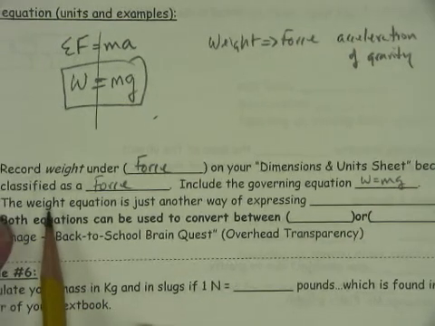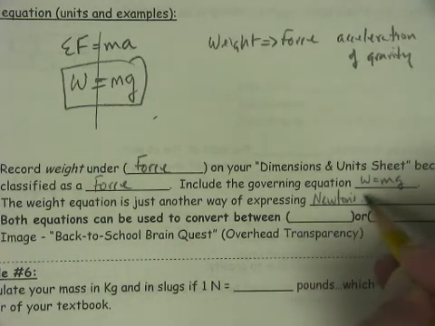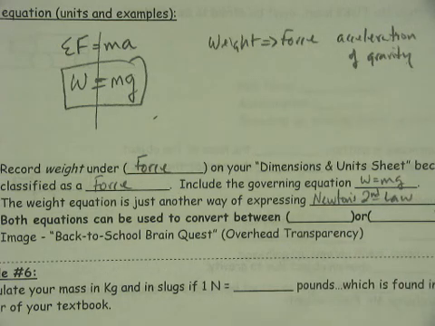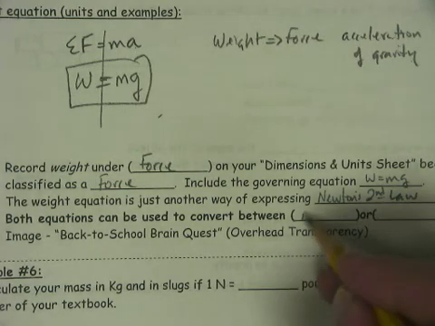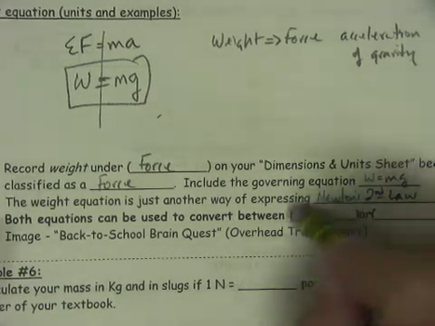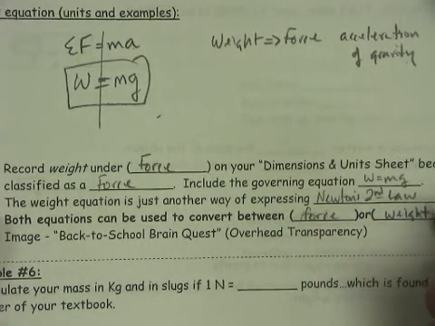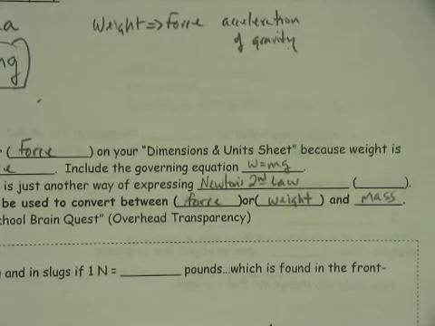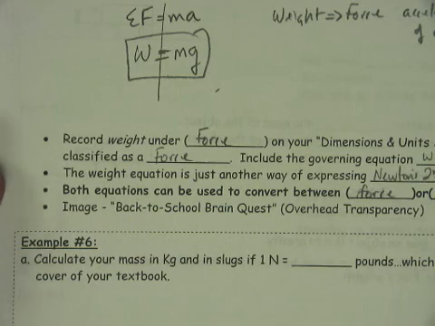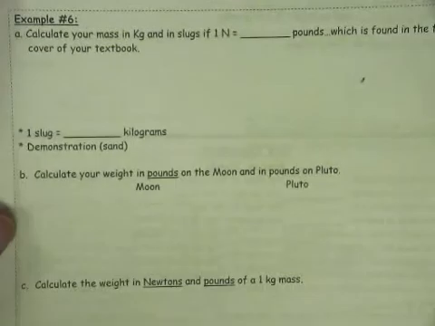The weight equation, which is what we have right here, is just another way of representing Newton's second law. That's all it is. Both equations can be used to convert between mass and force, or more specifically weight and mass. And that's the value of this. Remind me and I'll show you this brain quest transparency in class. All right, let's move on and do something specific. So let's do example number 6 and see if we can work through this one.